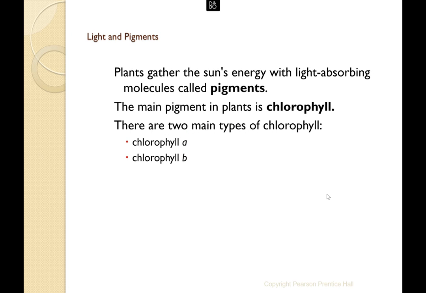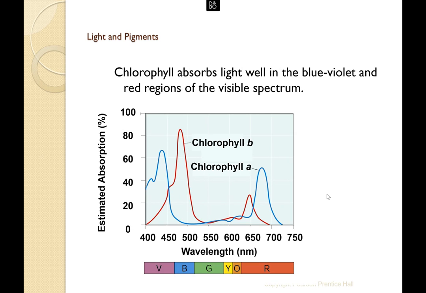Now plants gather the energy with these pigments. These pigments are light absorbing molecules. We have two main types, chlorophyll A, chlorophyll B. We don't need to go too nuts with that. But what we do need to look at are the kinds of light, or I should say the colors of light, that are absorbed by plants. And if you look here, this gives you the differences between chlorophyll B and chlorophyll A.